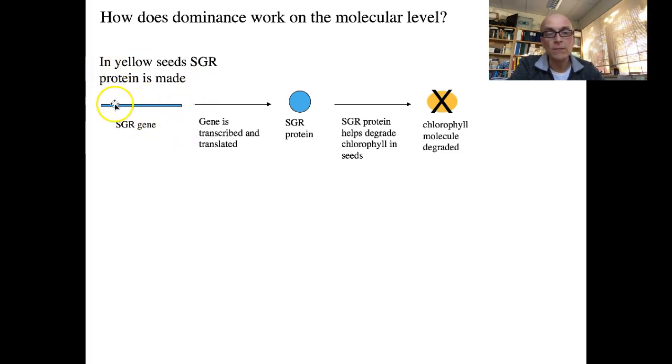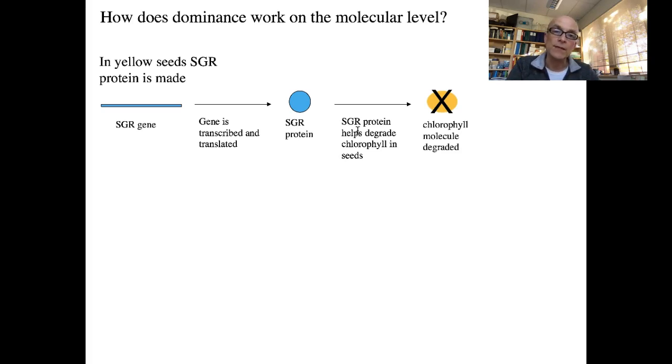So there's a gene, it's the SGR gene. The gene is transcribed and translated. We talked about those mechanisms, and it produces a protein. And that protein now has a function. And the function of this particular SGR gene is that it helps to degrade chlorophyll in the seed. So the seeds are green because they're full of chlorophyll, right? Like a plant leaf, the seeds also have chlorophyll, and that's what makes the seeds green.